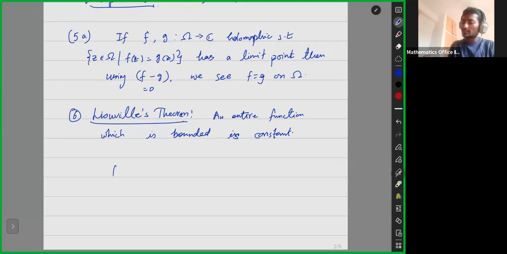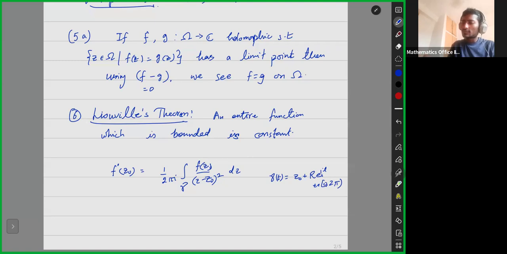So f prime of z naught is given by one of the formulas. If you remember, it is 1 factorial divided by 2 pi i, the integral over gamma of f of z divided by z minus z naught squared dz, where gamma of t is centered at z naught with any radius r, t belonging to 0 to 2 pi.